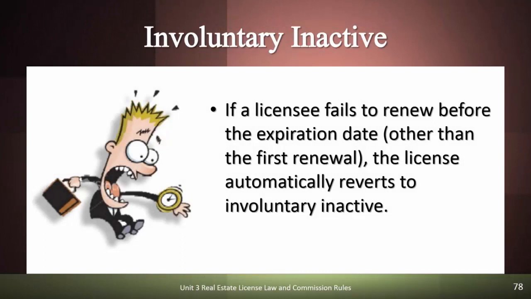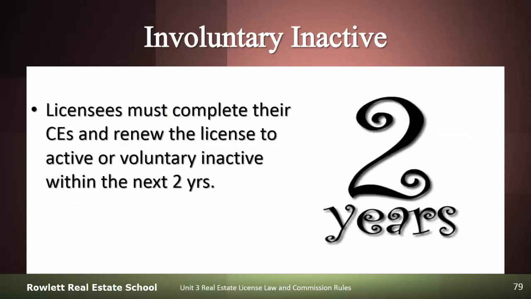Involuntary Inactive. If a licensee fails to renew an active or voluntary inactive license before the expiration date, other than their first renewal, the license will automatically become involuntary inactive. Now, the licensee must complete the continuing education and renew the license to either active or voluntary inactive within the next 2 years. A license is placed in involuntary inactive status for no more than 2 years.